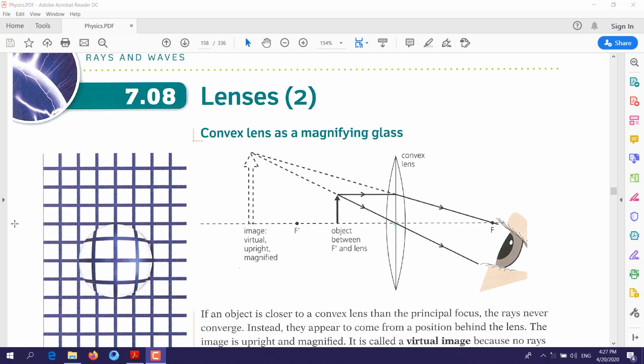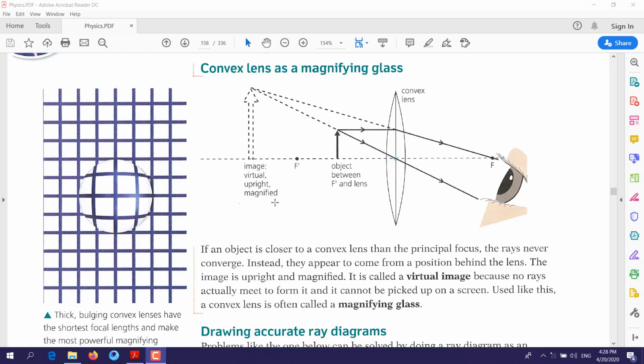As we studied in the previous lessons, we mentioned two types of lenses, the convex lens and the concave lens. We mentioned some differences between these two lenses. Today we will talk about convex lens as a magnifying glass. From the title, we can understand that we can use a convex lens to make things look bigger.